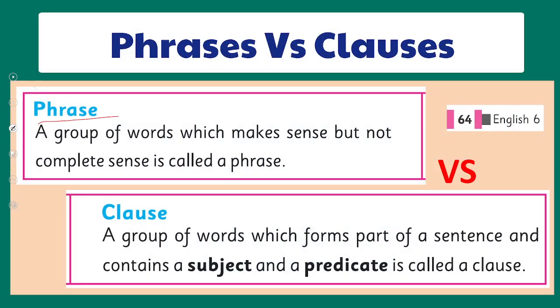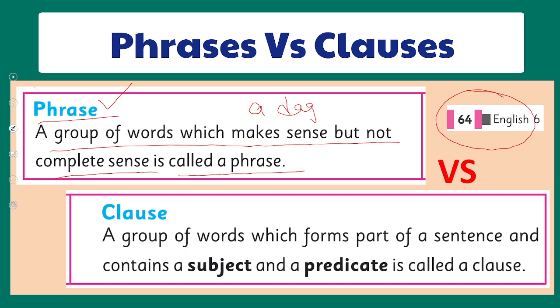A phrase: a group of words which makes sense but not complete sense is called a phrase. Like we can say a dog is a phrase, a cat is a phrase, an apple is a phrase. They are all noun phrases. They don't make complete sense; they just present some sort of meaning. Let's suppose we say with the dog. They are phrases, but they are not making complete sense. That's why they are considered phrases, and it is written on page 64 of our book.